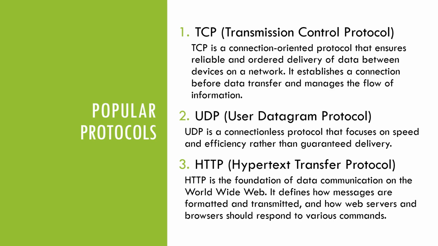TCP, Transmission Control Protocol. TCP is a connection-oriented protocol that ensures reliable and ordered delivery of data between devices on a network. It establishes a connection before data transfer and manages the flow of information. UDP, User Datagram Protocol. UDP is a connectionless protocol that focuses on speed and efficiency rather than guaranteed delivery. This means some of the data could be lost during transmission.